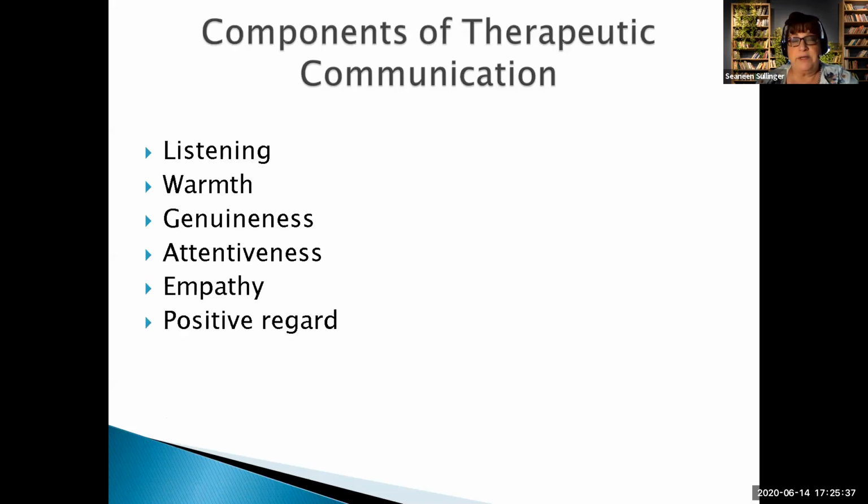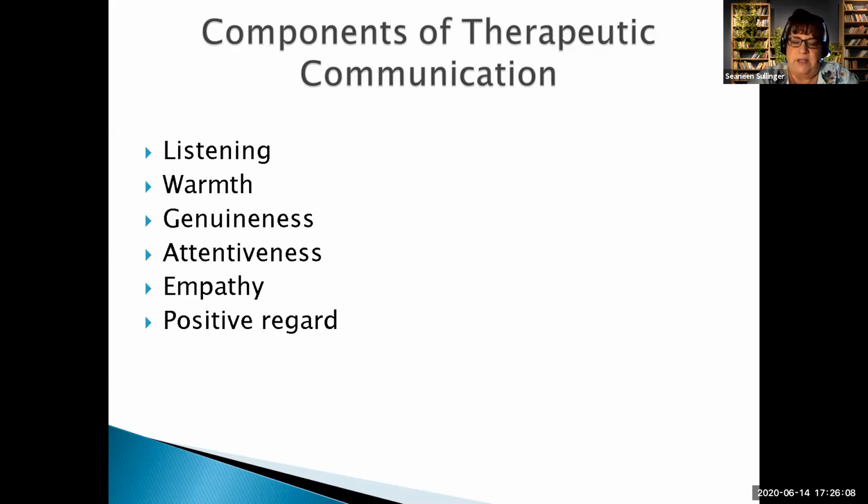So the different components of therapeutic communication, because you might say to yourself, well, I know how to talk to somebody, but how in the world do I have a therapeutic conversation? Well, here's a list of some things that you could do. So listening. People say listening and hearing are the same thing. Well, not necessarily. I can hear you say something, but if I'm really listening to what you're saying, then I'm involved and I'm hearing what you're saying. I could repeat back to you what you said.